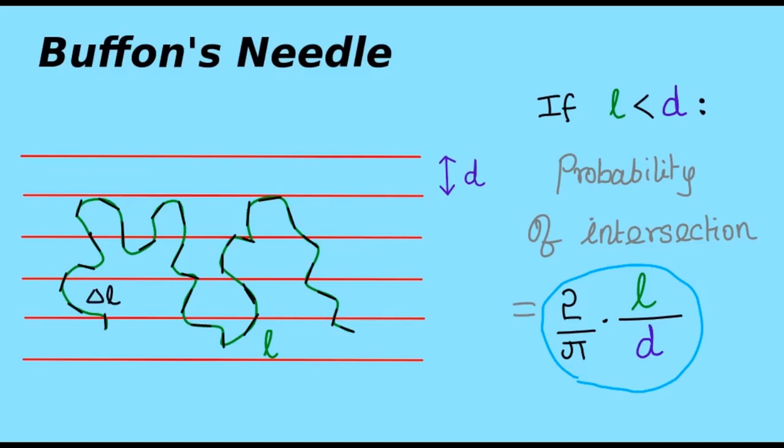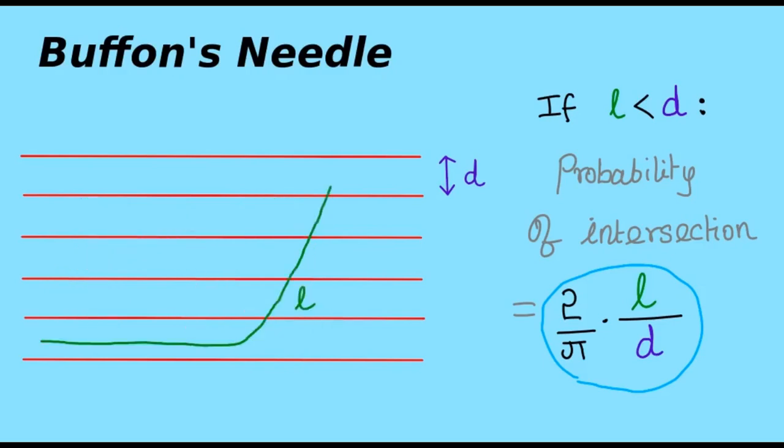Now, based on the number of intersections that this random curve makes with the grid lines, we can estimate the total length of the random curve. Now consider the question of estimating the length of the random curve. Now what if the curve is not so random like this?